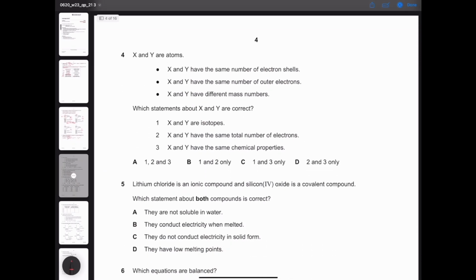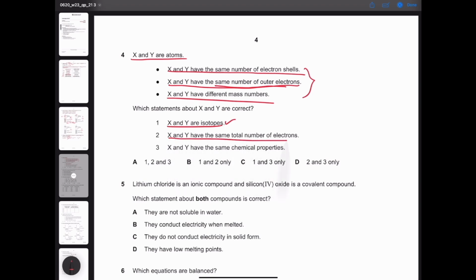Question number 4. X and Y are atoms. X and Y have the same number of electron shells, the same number of outer electrons, and they have different mass numbers. So this is indirectly telling you the definition of isotopes. So they are isotopes. This is correct. Since they have the same number of outer electrons, the total number of electrons must be the same as well. Alright. Then X and Y have the same chemical properties. Since the electronic structure is the same, the chemical properties will be the same as well. So the answer should be A.